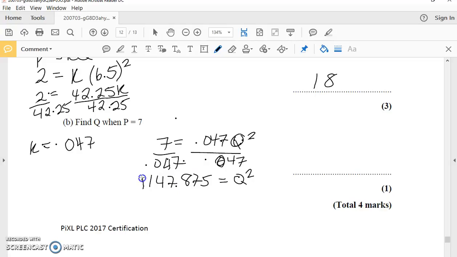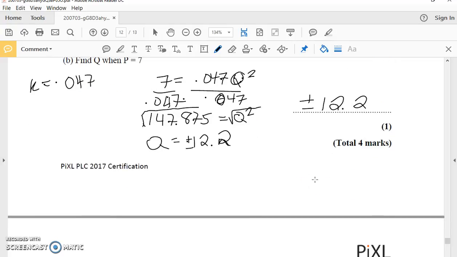And so from there, I'm going to square root both sides, and I get q equals 12.2. Remember, if I take the square root of a number, I have a positive and a negative answer. Lucky us. Alright, and that's rounded to 1 decimal place.